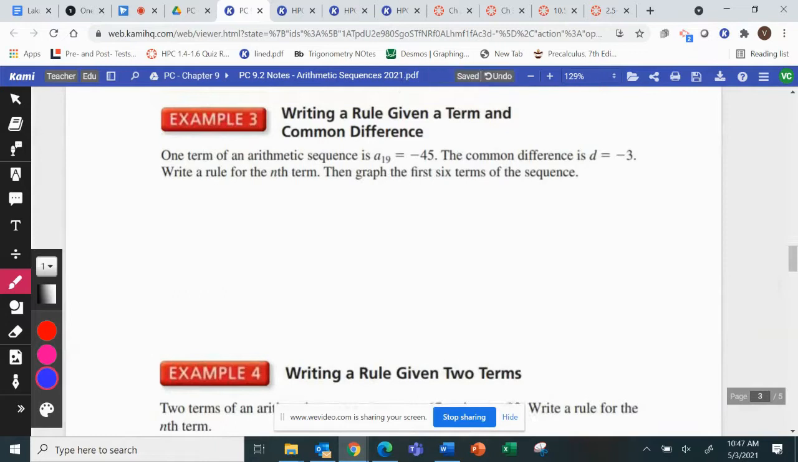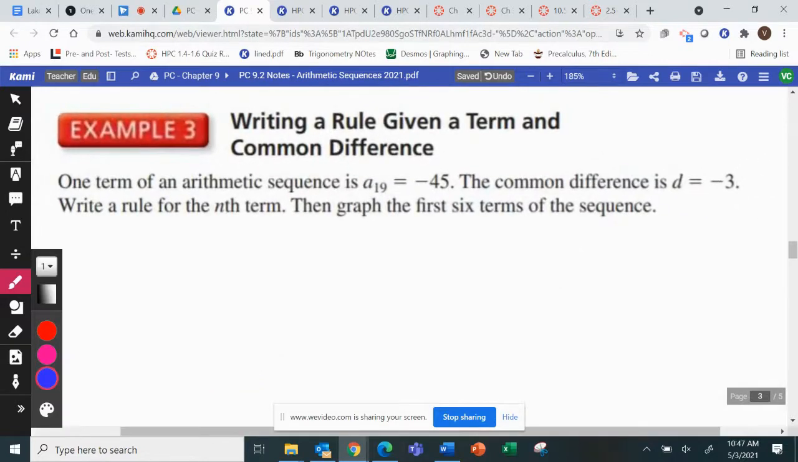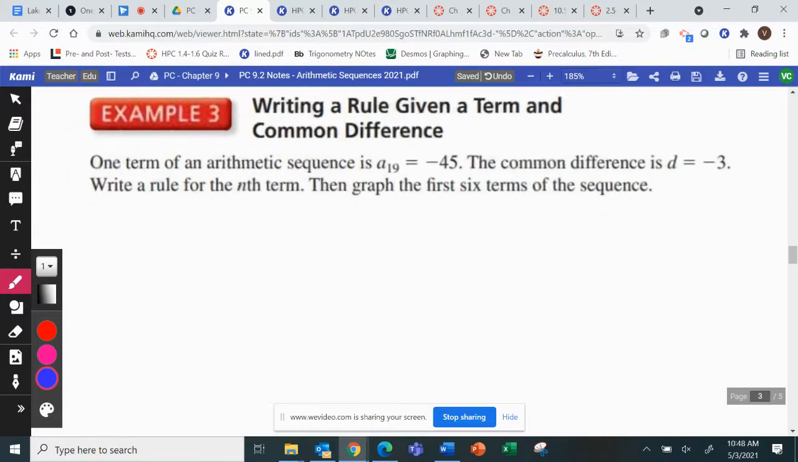All right, next is writing a rule given a term and a common difference. So now we're given that a sub 19 is negative 45. And then we're also given that the common difference is negative 3. We're going to write the nth term and graph the first 6 terms of the sequence.